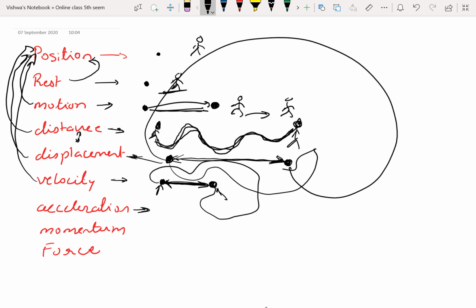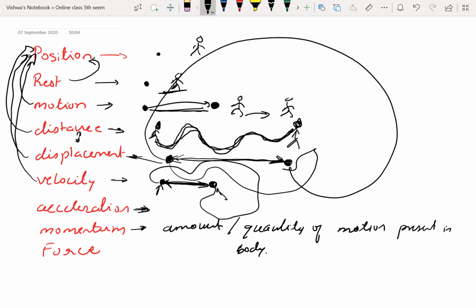Okay. So momentum is defined as the amount or quantity of motion present in an object. So momentum we are defining for moving objects. Now the amount or quantity of motion present in a body or particle or object, that we call momentum. Okay. So force we'll see later using the expressions.